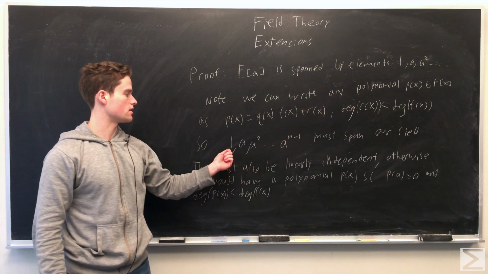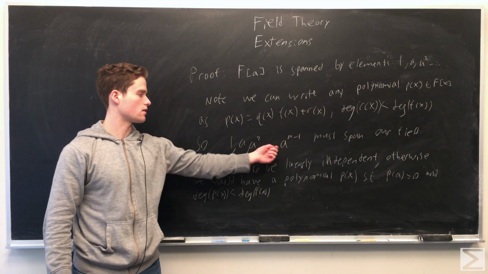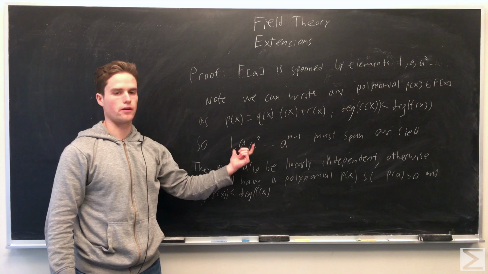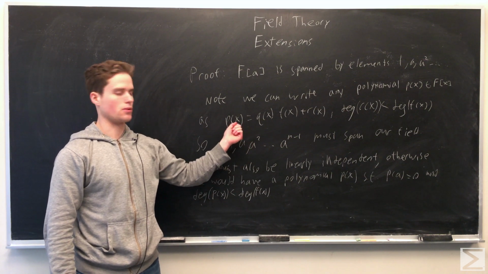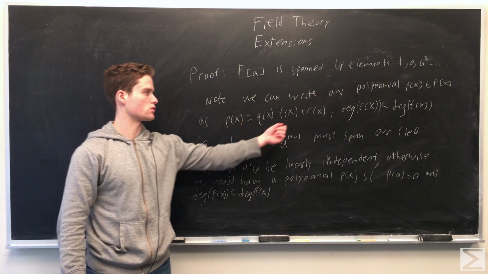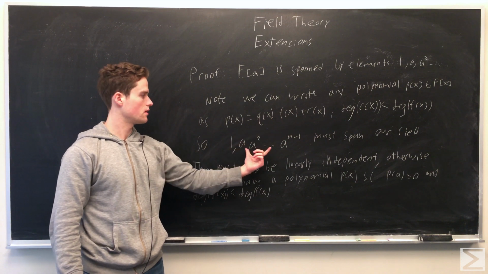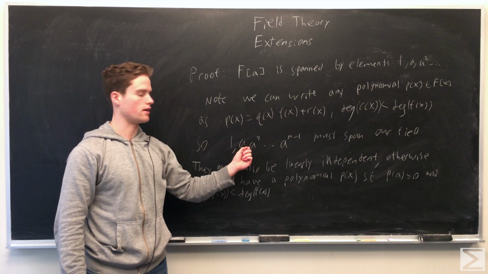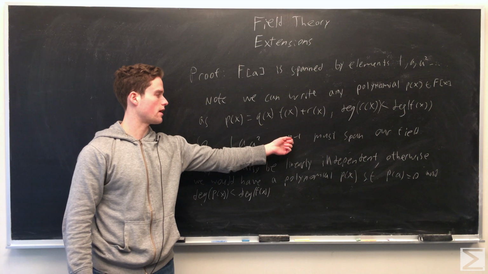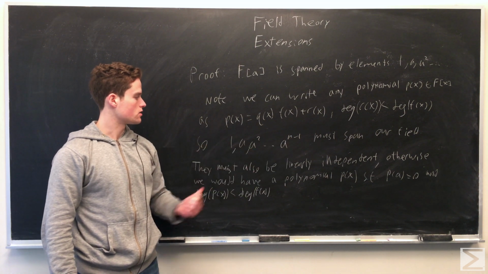And so from this we see 1, a, up to a to the n minus 1 must in fact span our field. Since if we plug in a to both sides, p of a equals r of a. R of a takes the highest power of a as at most n minus 1. So this is the spanning set.